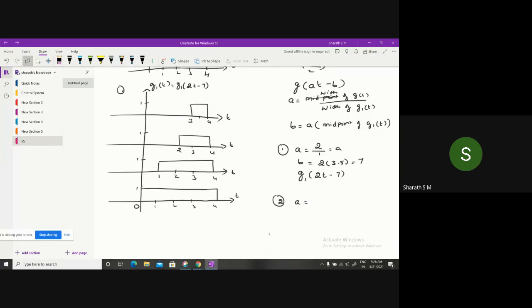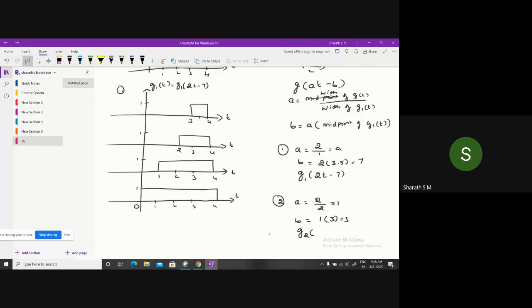what is the width of g of t? 2. What about g1? 2 by 2 is 1. So b is equal to a into the midpoint of g1. What is the midpoint here? 3. So 1 into 3 is 3. So I'm going to write g2 of a value as 1 into t minus 3. So that is g2 of t minus 3.